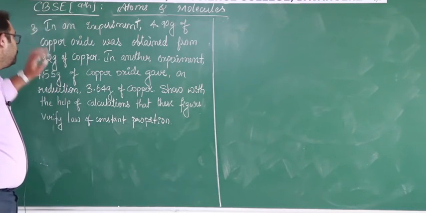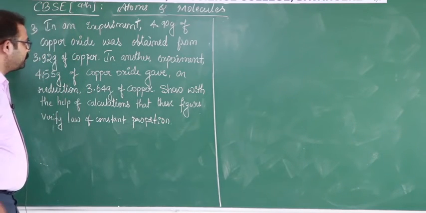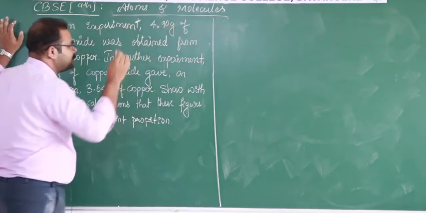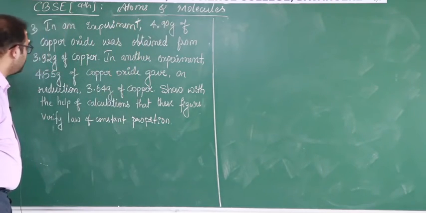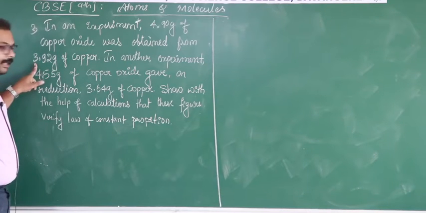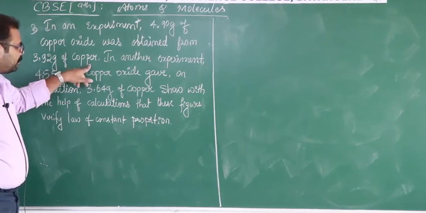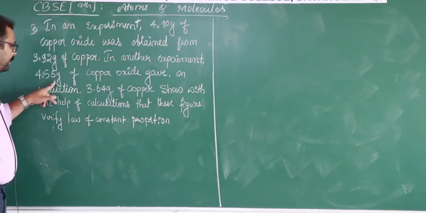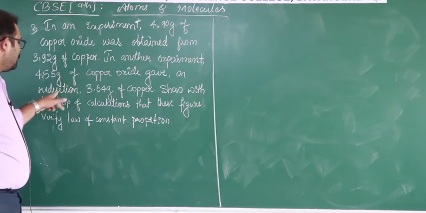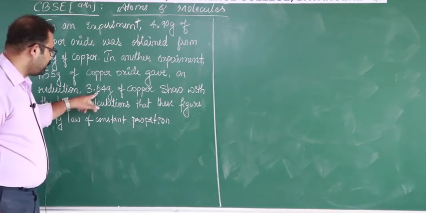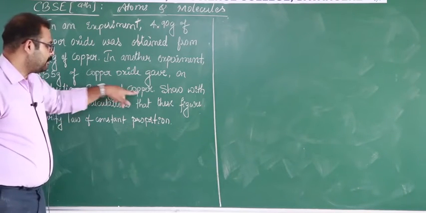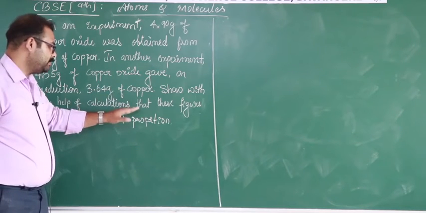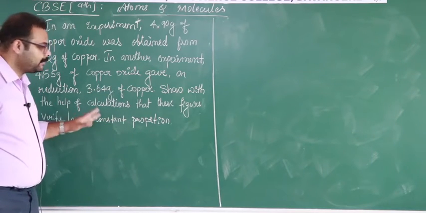So here the problem: in an experiment 4.90 gram of copper oxide was obtained from 3.92 gram of copper. In another experiment 4.55 gram of copper oxide gave on reduction 3.64 gram of copper. Show with the help of calculation that these figures verify the law of constant proportion.